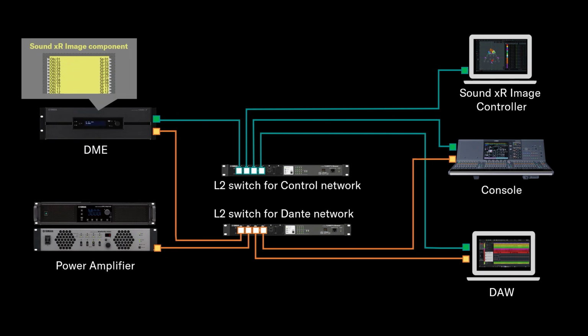Before we progress, let's take a look at a typical system connection as shown in the diagram. In general, SoundXR Image requires the use of two separate networks. The first is for audio signal transmission, which uses the Dante protocol with the DME processors. The second is for control signals, used for configuring the DME and sending parameters to and from the SoundXR Image.